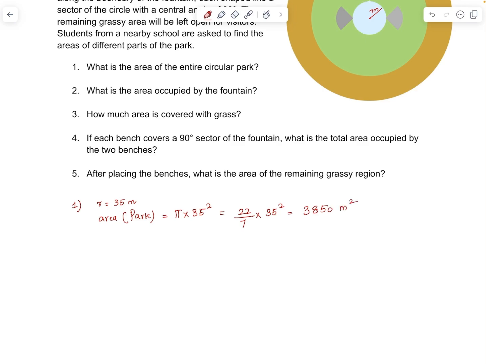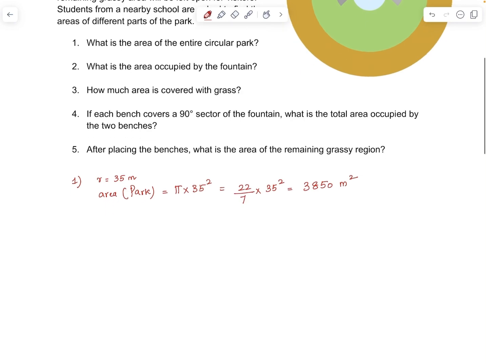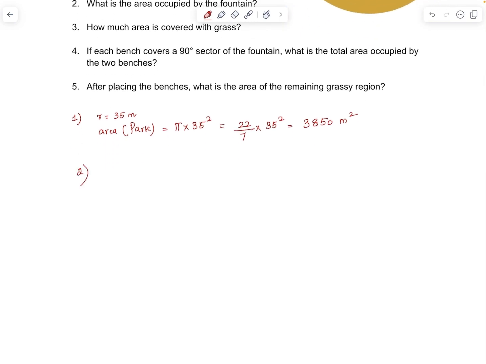Question 2. What is the area occupied by the fountain? The radius of the fountain is 7 meters. So the area of the fountain is pi times 7 squared, that is 22 upon 7 times 7 into 7, which gives us 154 meter square.